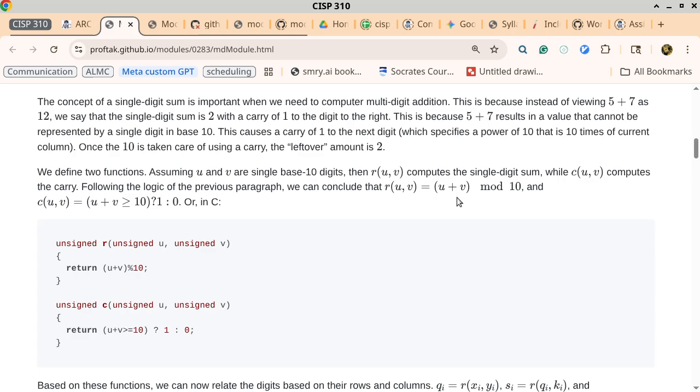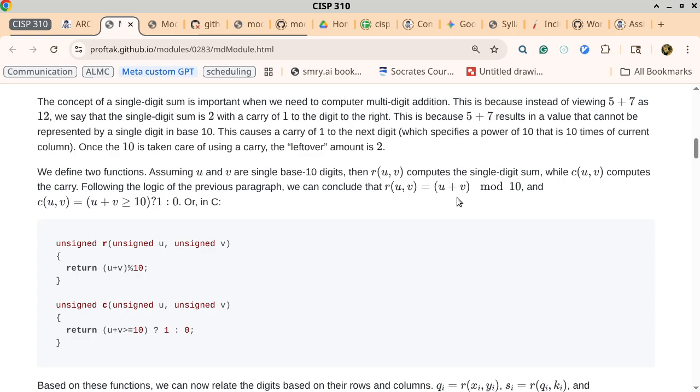What is this going to do? 7 plus 8 is 15. So now we have 15 here. 15 mod 10 is 5. So 5 is the single digit sum of 7 plus 8 in base 10. Does that make sense? Does it match what we just talked about earlier? Yes? Okay, all right, very good.